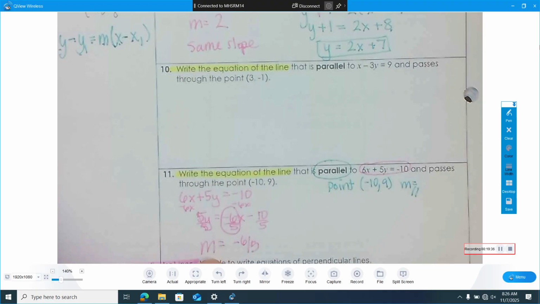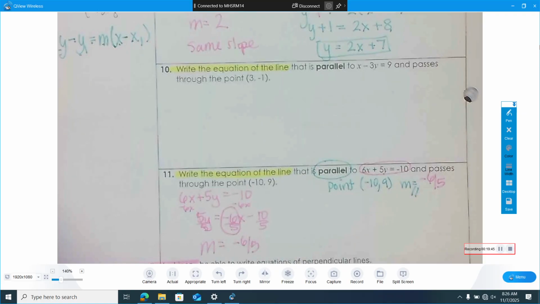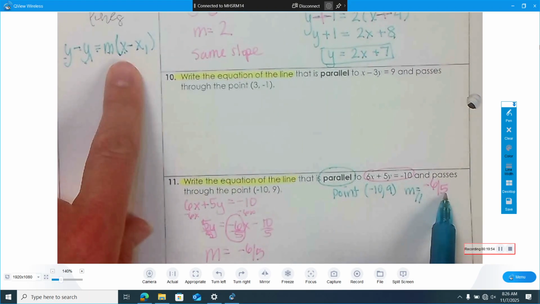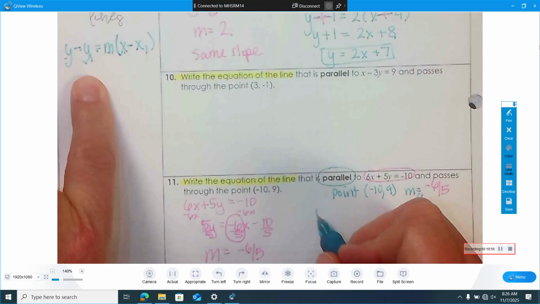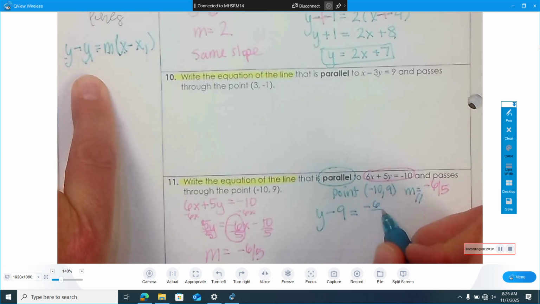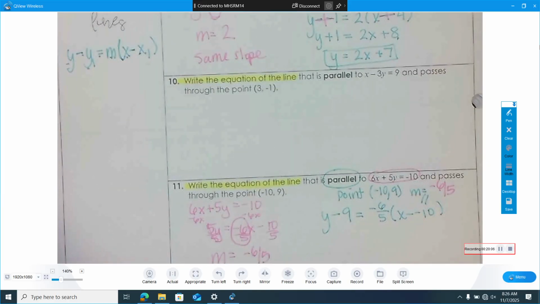So what slope am I going to use? -6/5. We want the same slope because we're creating a parallel line, so they should have the same slope. And now I have my point and my slope, and I can plug it into point slope form. So once again, y minus y1 equals m times the quantity x minus x1. I can say that out loud and write in numbers. Isn't that amazing?